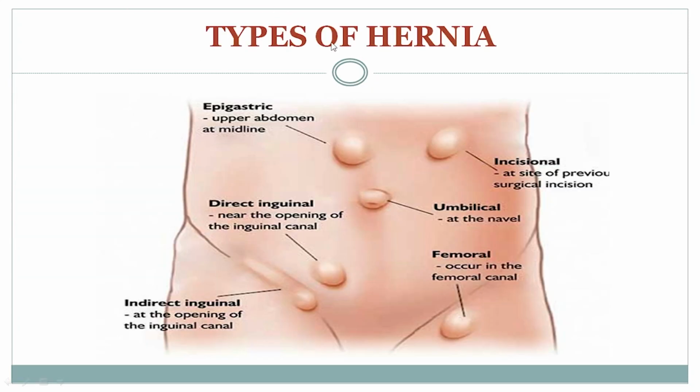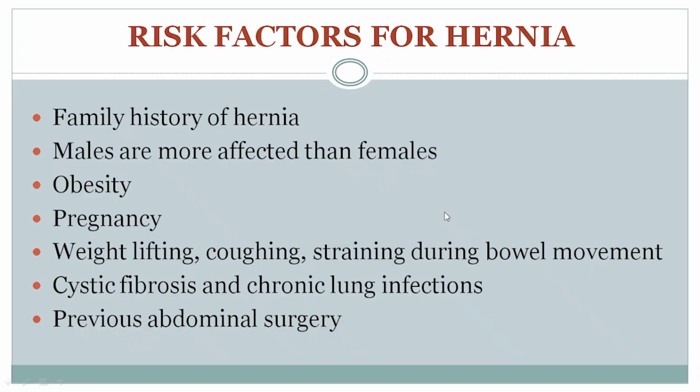So these are the types of hernia which I already explained, shown here. First of all, epigastric, upper abdominal at midline; incisional hernia; umbilical hernia at the navel; direct inguinal hernia; then indirect inguinal hernia; then the femoral hernia, or the outer groin hernia. So these are the basic locations which are common for hernia.